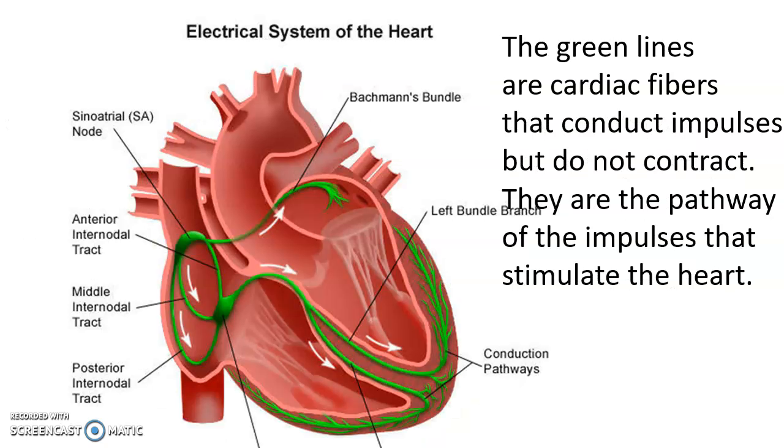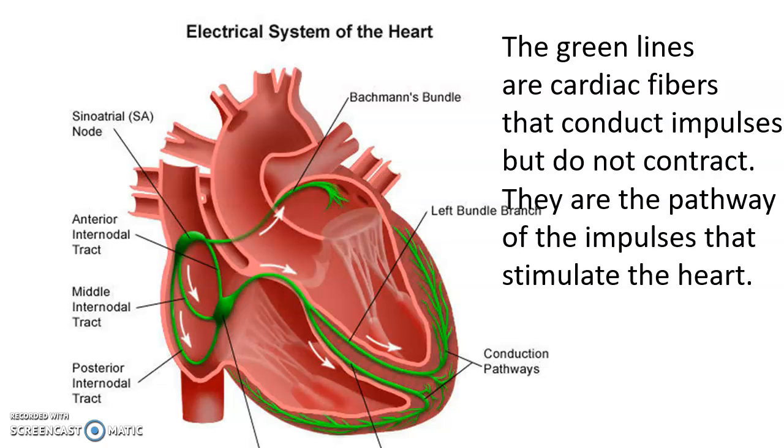Okay, so this is the cardiac conduction system. It's the electrical system of the heart that we're looking at. It's less difficult than what we just did, so don't worry. Basically, these green lines are like the circuit. They're like the electrical pathway of the heart.